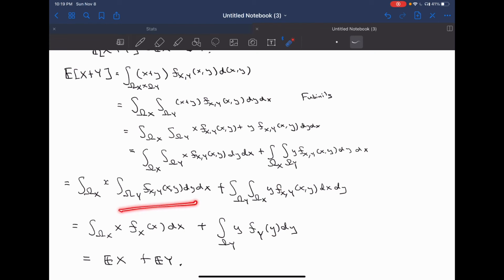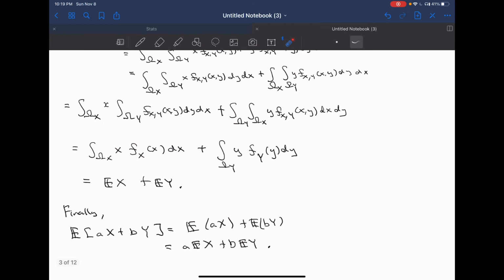So let me explain what's going on here. Note that we have the joint density, but what happens if we integrate the joint density over the entire space of y with respect to y? That's just the definition of the marginal of x, which gives us f of x. So we have the integral over the entire space of x times f of x dx, plus, by a similar method of what we did over here, we can reduce this to the marginal of y. But note that this is the definition of expectation of X, and this is the definition of E of Y. So we proved the claim.